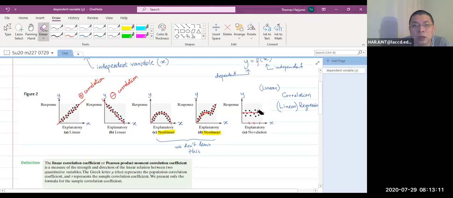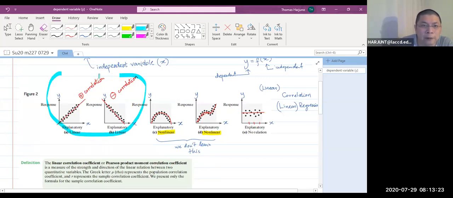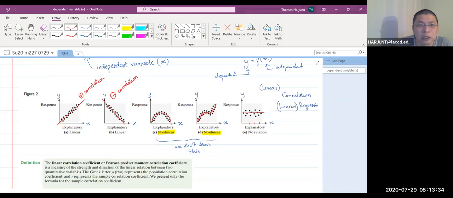Okay, now, that's a brief introduction about linear regression and linear correlation. The one we anticipate the most will be these two cases here. Now, going further, you will see later on we have a coefficient of correlation called R. Actually, we can read it down here.